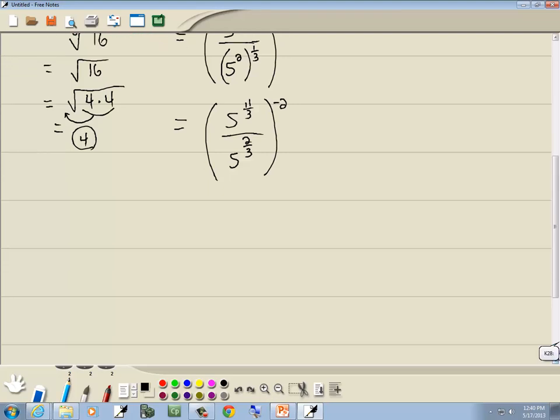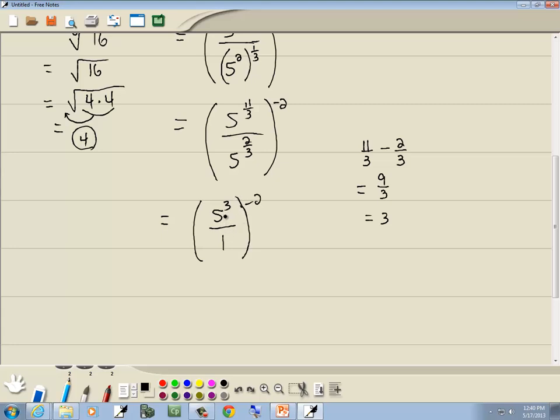Still doing what's inside the parentheses. That's what order of operations says. We have 5 to a power over 5 to a power. So we're going to subtract a smaller exponent from a larger one. So we got 11/3 minus 2/3, which gives us 9/3, which gives us 3. Which means we're going to have 5 to the 3rd power where our larger exponent was. Our larger exponent was up on top, so we got 5 to the 3rd up there, and we got a 1 down here.